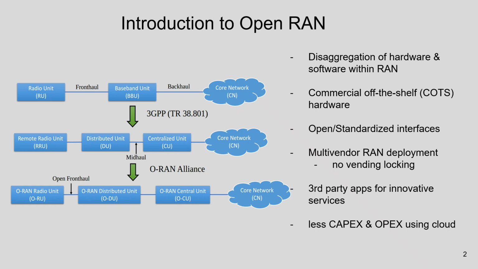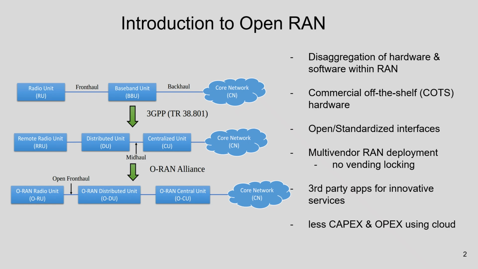Open RAN basically refers to the disaggregation of hardware and software within the radio access network. This was first introduced by 3GPP's Technical Report 38.801. It introduced the horizontal disaggregation in radio access network. Right now, this movement is led by the O-RAN Alliance, who have defined standard and open interfaces and specifications for this movement.